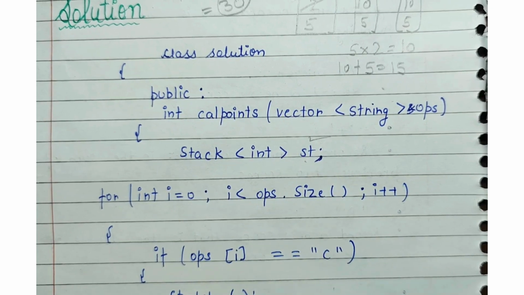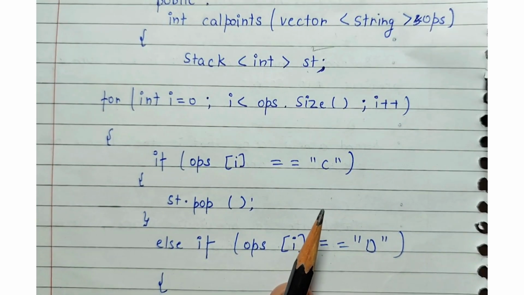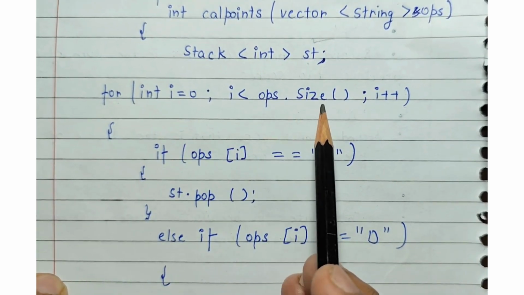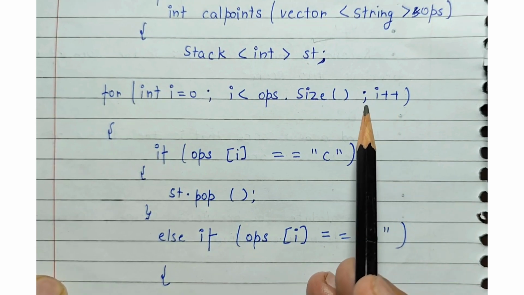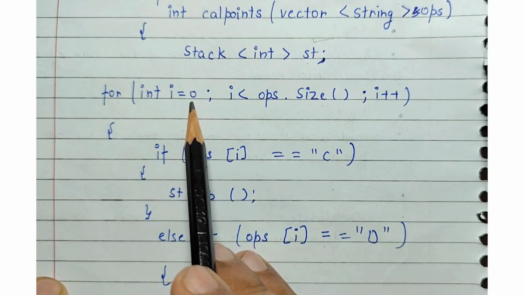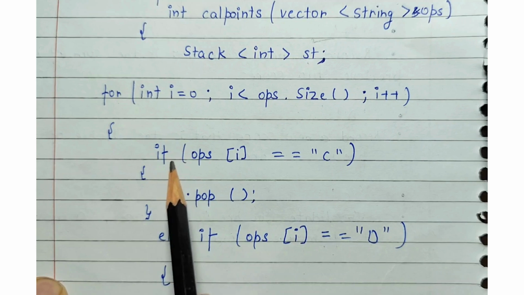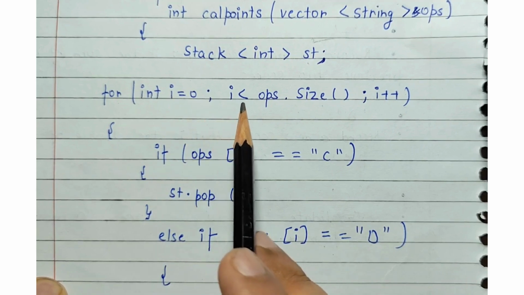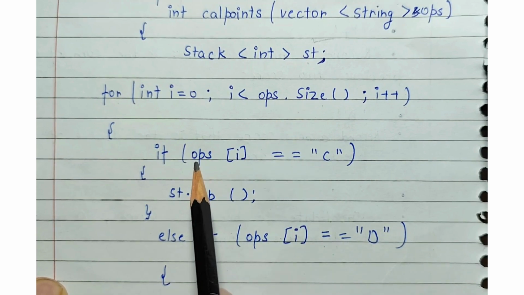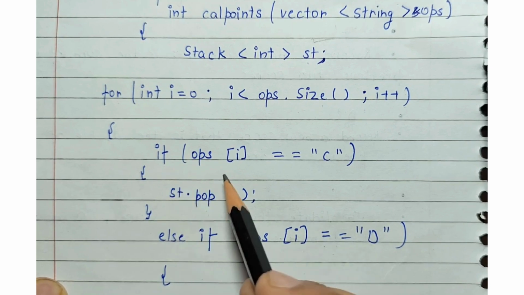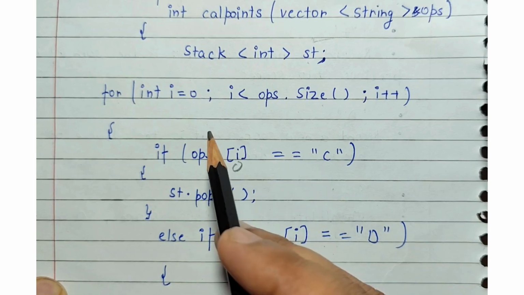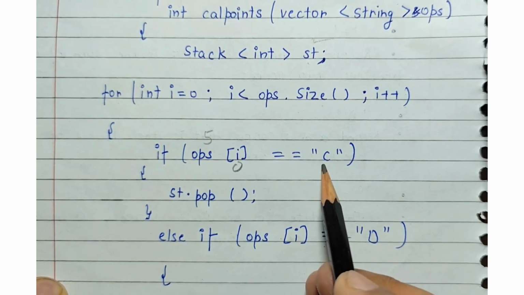Then I implement a loop. I is equal to 0, I less than ops dot size, I plus plus. Here I am using I less than because index starts from 0. Now I has the value 0 and 0 less than operation dot size, condition true, control moves here. Now here we have operations of 0. Operation of 0 is 5. So 5 double equal to C, condition false.